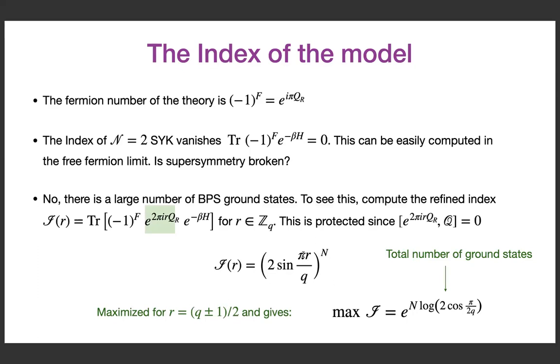If you maximize this with respect to this discrete chemical potential R, then it is maximized for some values, and the maximum of the index is given by this expression. So at large n it is exponential in n, and one can actually see that this is also the number of ground states of the model. We will reproduce this number in a different way later. So this indicates that there is still a large number of ground states, and supersymmetry is unbroken.